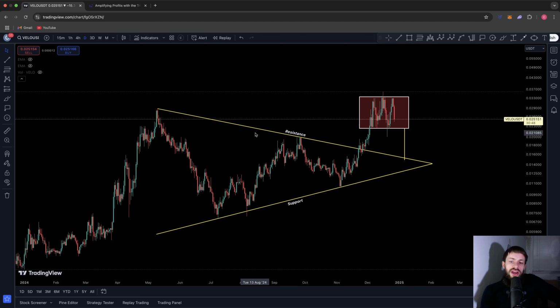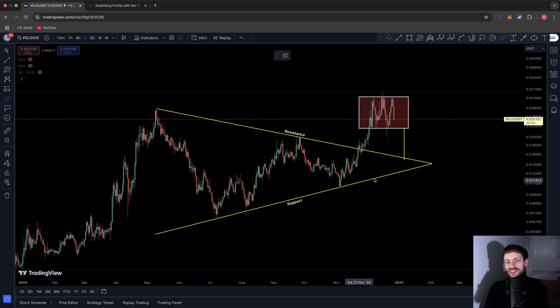of the 7-month triangle. So why this is interesting to me is because once we've had this breakout of the previous resistance we was under for 7 months, we haven't seen a retest of support.